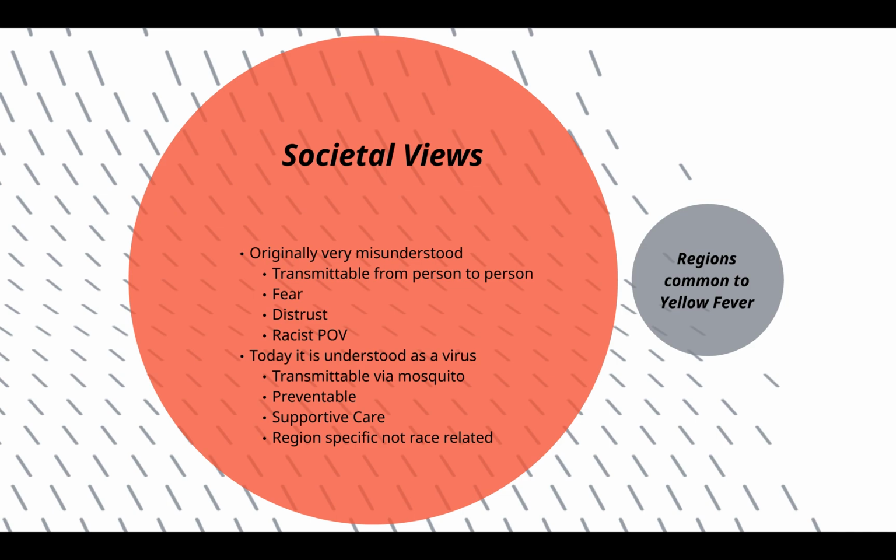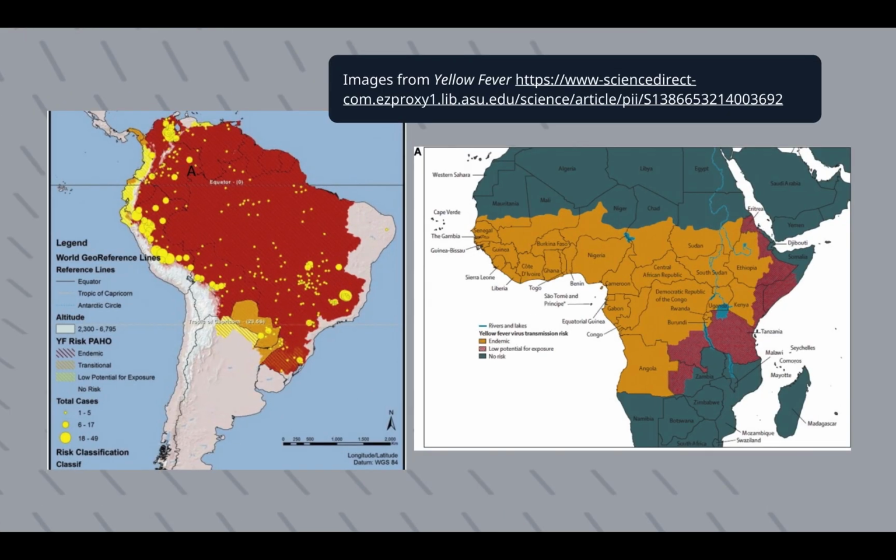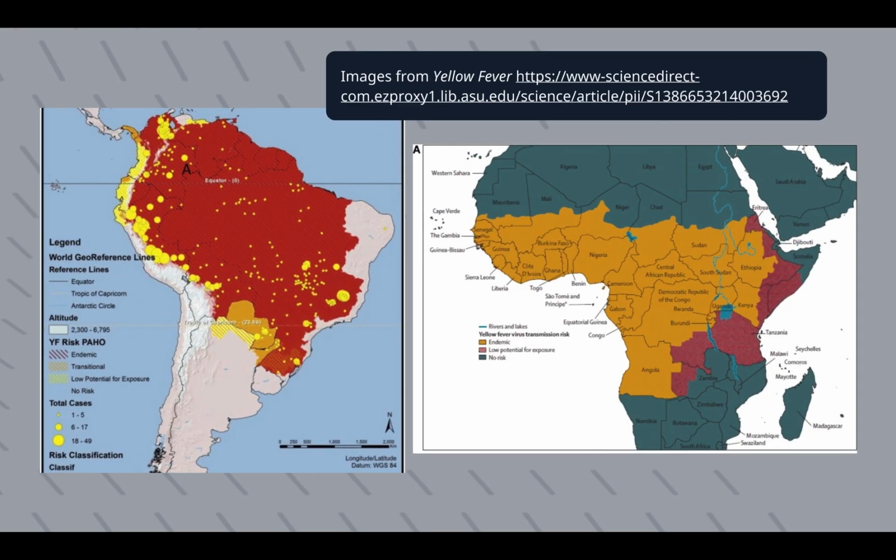And when looking at some of the regions common to yellow fever, we can see in South America, those yellow dots are kind of where the hot spots are. And of course, the red region overall is where it's seen. And then on the right image of your screen, we can see Africa, and we can see it's mostly in Central Africa.